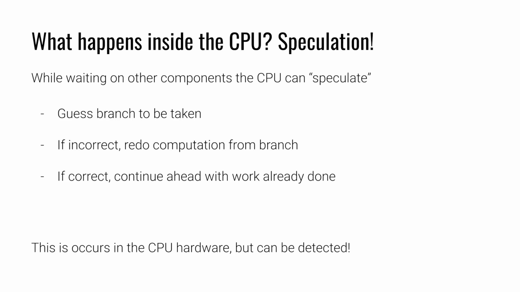If it's incorrect, then we'll redo the calculation from the branch. We'll go down the other path. But if it is correct, I've already done the work. The CPU's already done the work, and so it can continue ahead, and it gets a head start on execution. Now, this occurs in the CPU hardware. However, it can be detected.